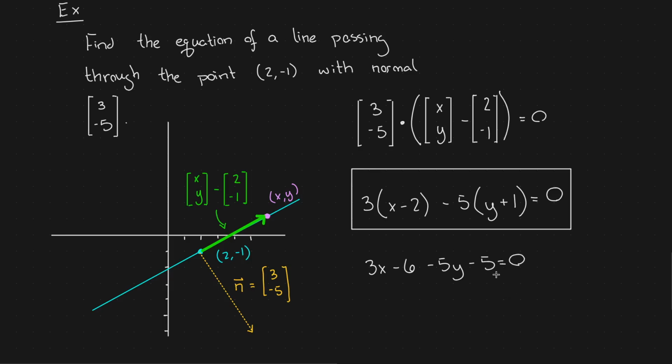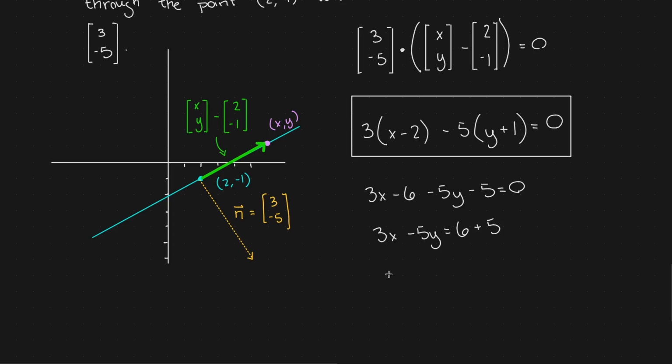And so I can move all my non-variable terms to the right, keep my variable terms on the left side. So 3x minus 5y I keep on the left, and I'm going to move the 6 and the 5 to the right. And so I get 3x minus 5y equals 11. That is the equation of this line.